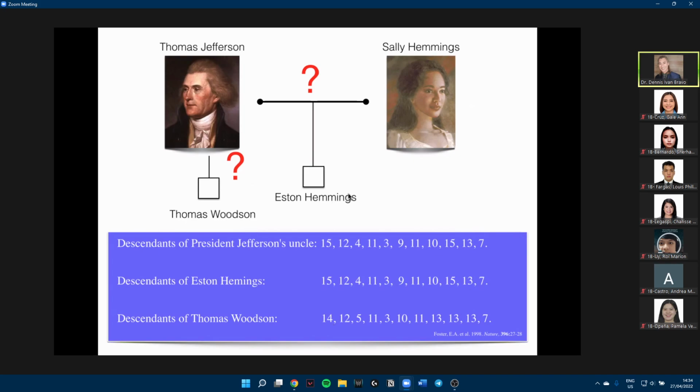So you can say that Eston Hemings and Thomas Jefferson have the same Y chromosome. He could have been fathered by Thomas Jefferson, or he could have been fathered by the uncle. Still a dispute even up to now. But what's definitive is that Thomas Woodson was never fathered by Thomas Jefferson, nor by the uncle.